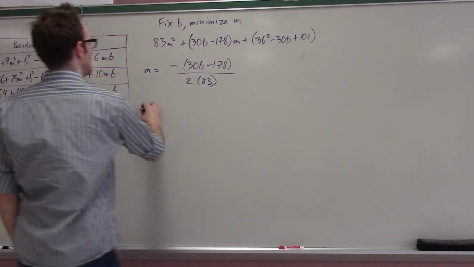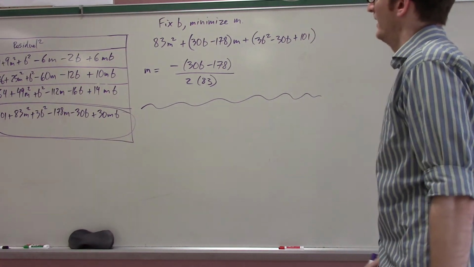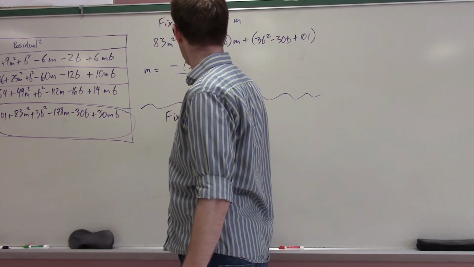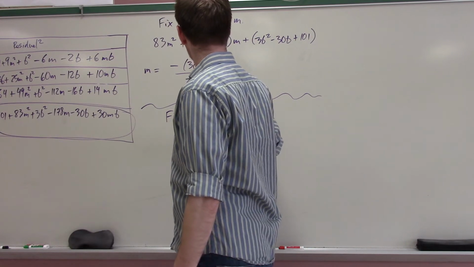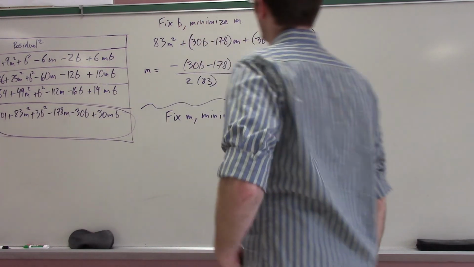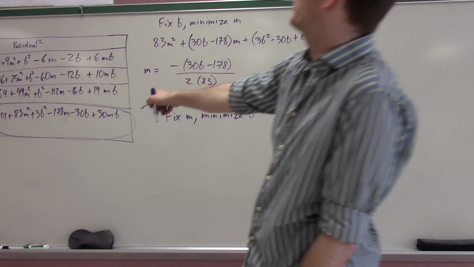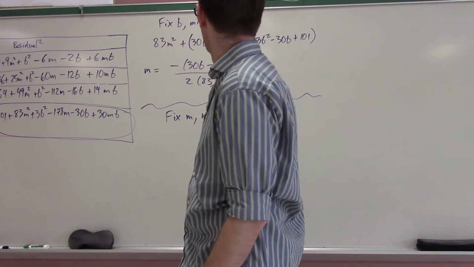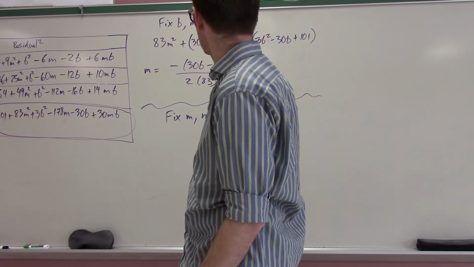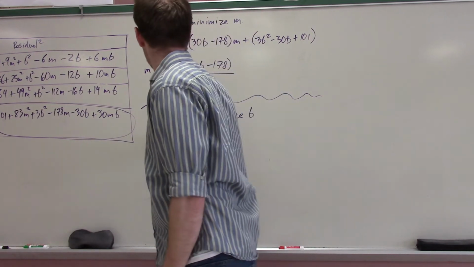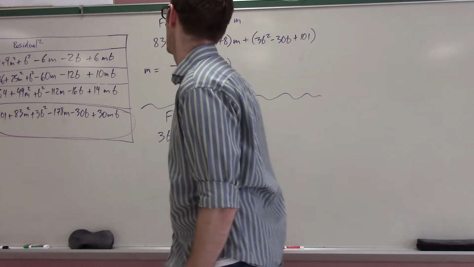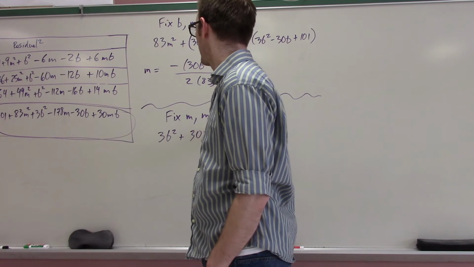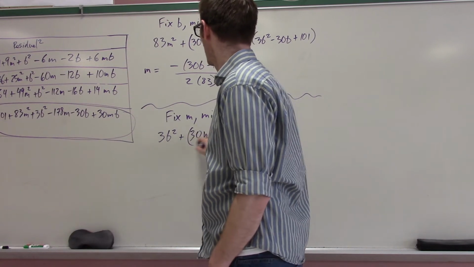Okay, that wasn't so hard. Now, let's fix m and minimize b. Okay, now we take the same expression in 2 variables and we treat m as a constant and we treat b as our variable. So then I get 3b squared, and then the coefficient of b is 30m minus 30b.